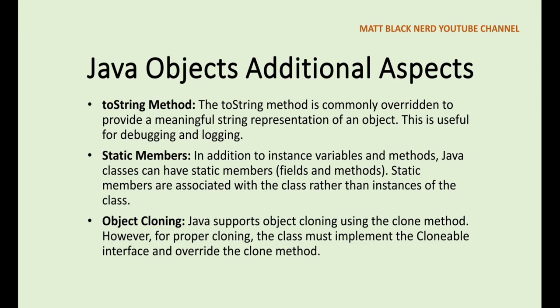Static members. In addition to instance variables and methods, Java classes can have static members. Static members are associated with the class rather than the instance of the class. Object cloning. Java supports object cloning using the clone method. However, for proper cloning, the class must implement the Cloneable interface and override the clone method.